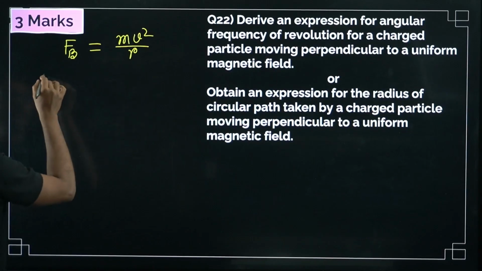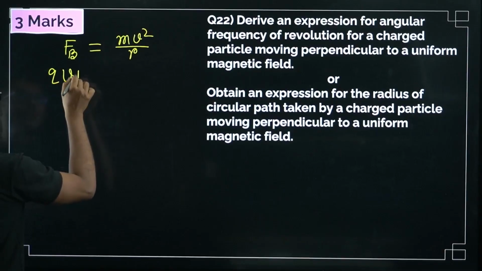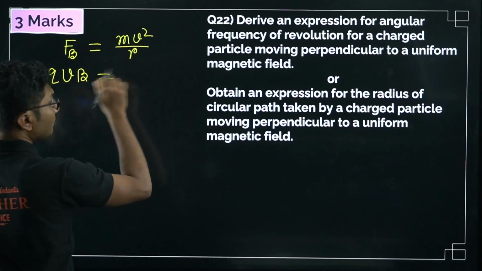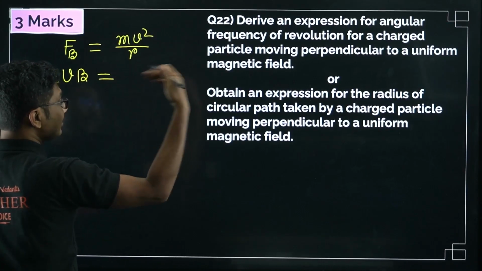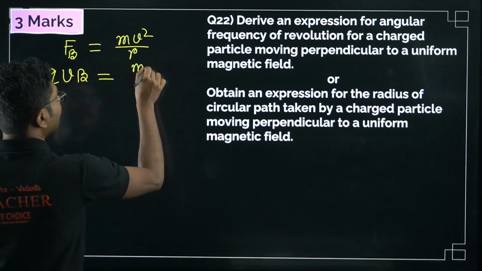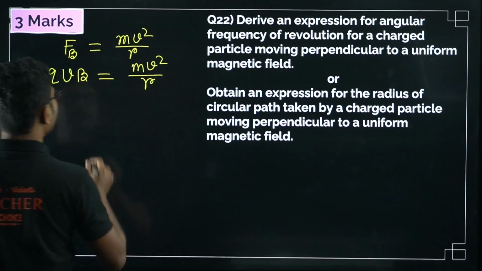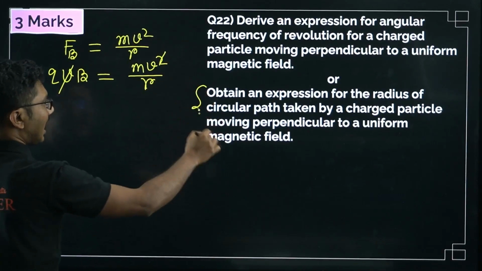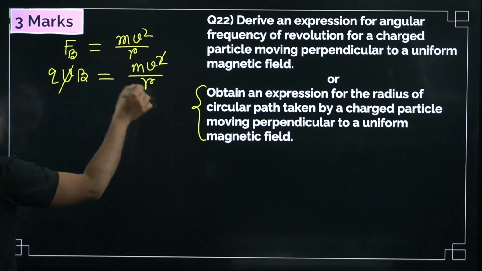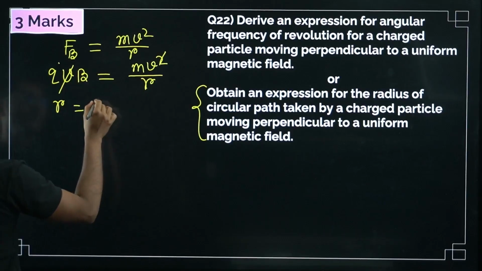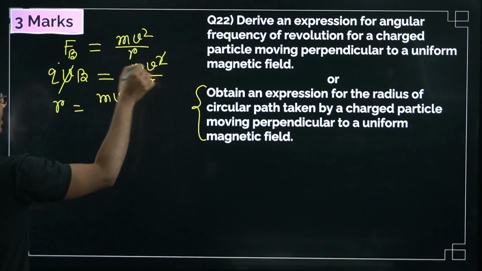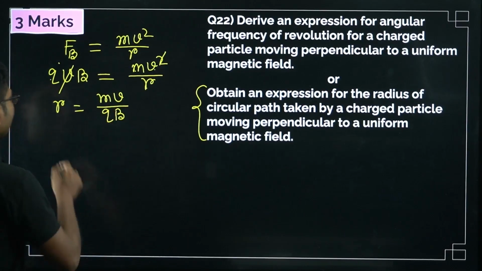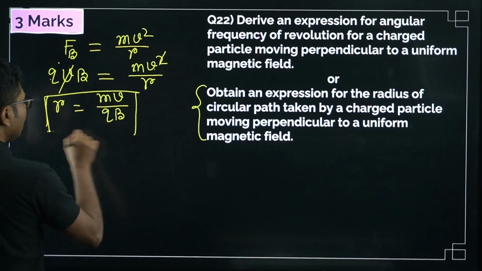Now what is the magnetic force? Magnetic force is qvB sin θ. They are perpendicular, so θ is 90 degrees and sin θ is 1, not 0, sorry. So qvB equals mv²/r. One of the v's cancels. First we will find the radius of the circular motion. So r comes here: r equals m into v, one m and one v still left, and qB goes down. This is the first expression, the expression for the radius of the circular path.